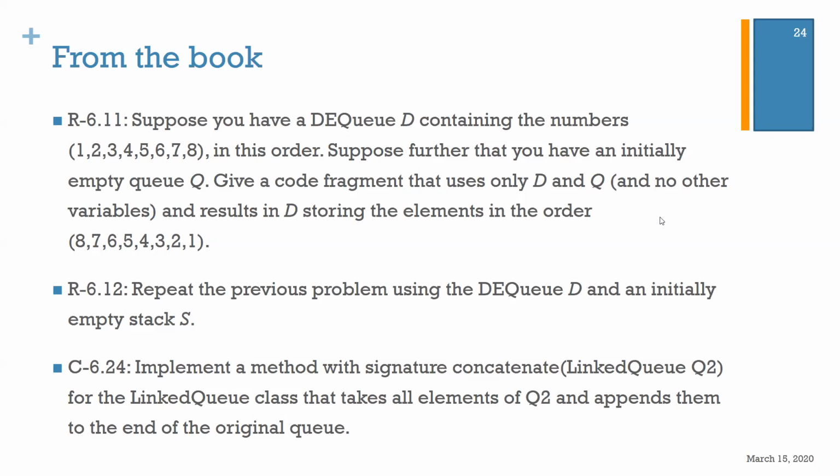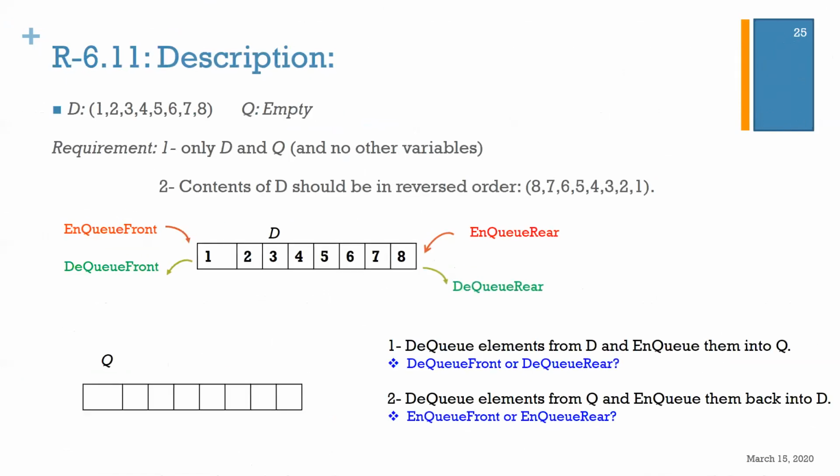Okay, let us see. Nobody has answered, so let us move on to answer 6.11. This is the 6.11 description. The requirement is only D and the Q and no other variables. The contents of D should be in reversed order, 876.